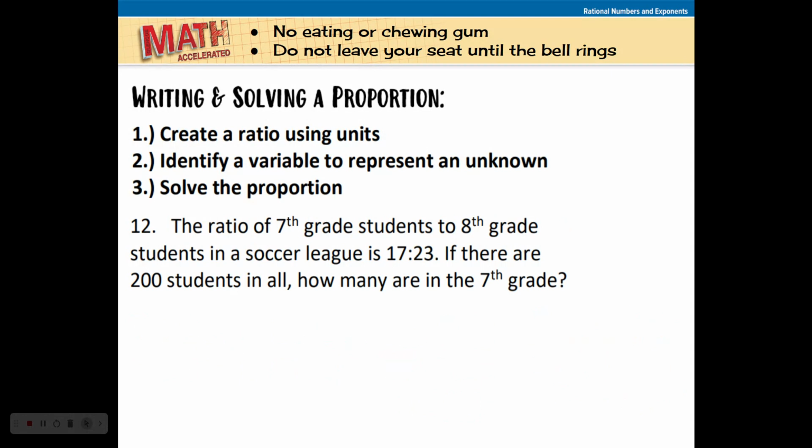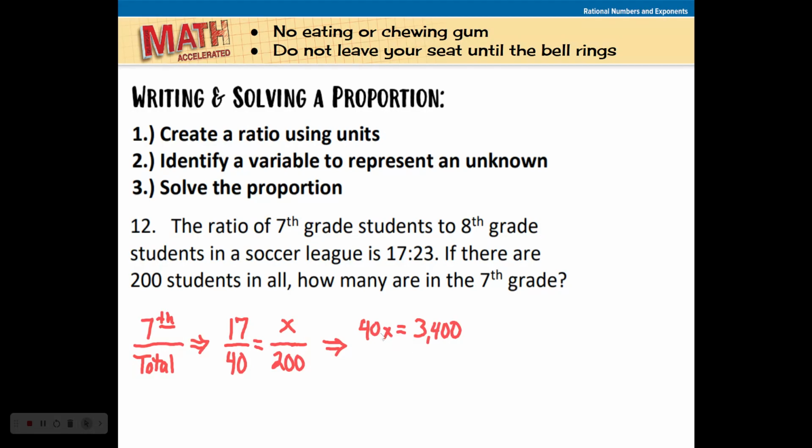Number 12. The ratio of 7th grade students to 8th grade students in a soccer league is 17 to 23, very similar to number 11. If there are 200 students in all, how many are in 7th grade? So in this case, we are comparing the number of 7th graders to the total number of students. So our first ratio would be 17 over 40 because 7th to 8th grade, 17 plus 23 is 40. Out of 200 students in all, we want to know how many are in 7th grade. 7th grade is that numerator.